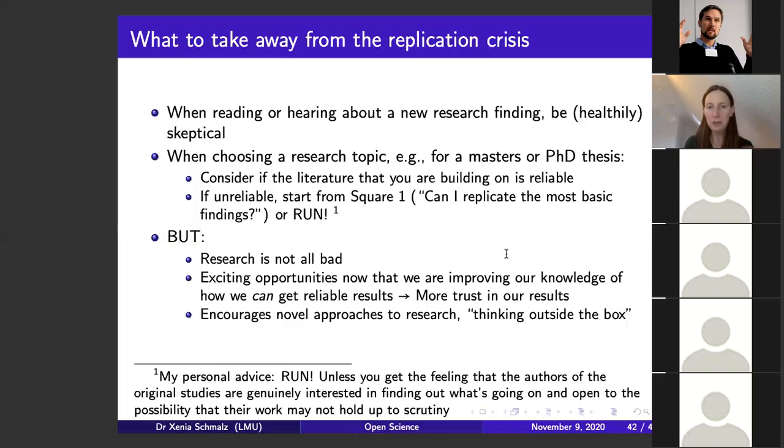But what I don't want you to go away with, as I said, is the idea that all research is bad. That's definitely not the case. And the good thing about the replication crisis is that, firstly, we do have opportunities to really do research that we can trust. So now that we know all the things that are going wrong, we also know how we can get better results that we can trust more.